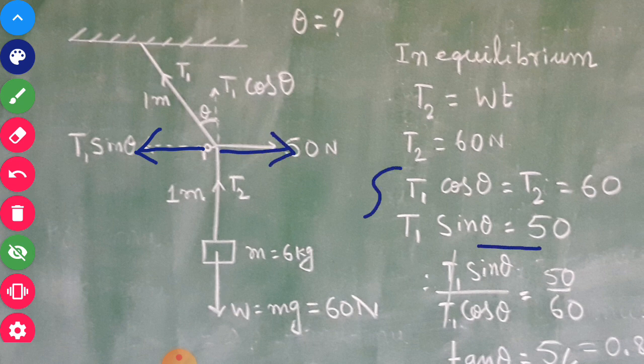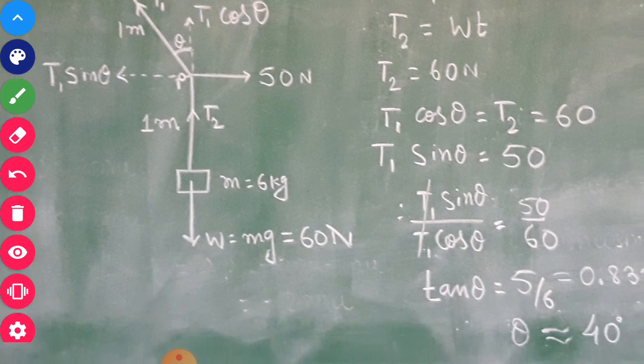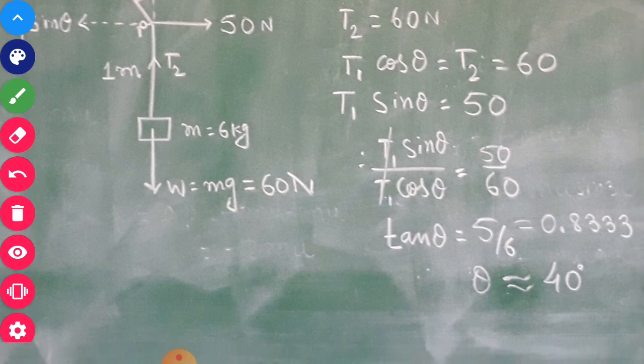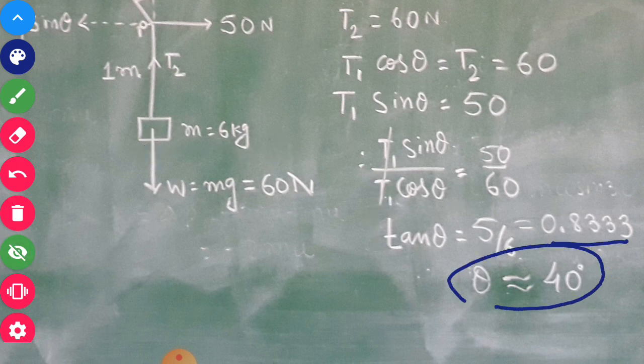Now taking the ratio so that I can get tan theta: T1 sin theta upon T1 cos theta will give you 5 by 6. And if you find the value of 5 by 6, that will be 0.8333. If you locate this value in the natural tangent table, then you will get theta to be about 40 degrees.